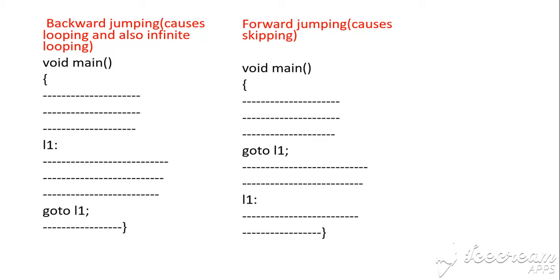And what about forward jumping? In the second example, in the program, goto L1 is given, and the L1 label is placed after the goto statement, after some statements. So when the goto L1 statement is encountered, the program control will be shifted to the L1 label by skipping the following statements in between the goto and the label. So forward jumping always causes skipping of statements.